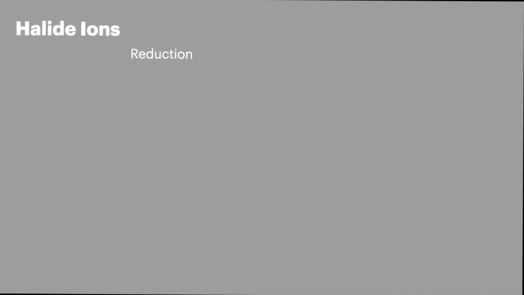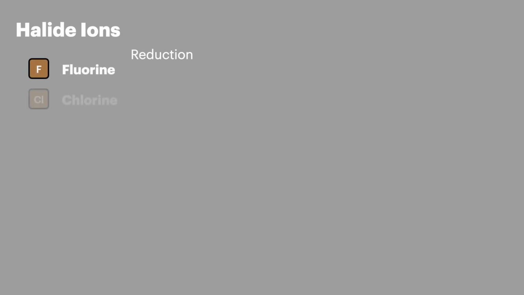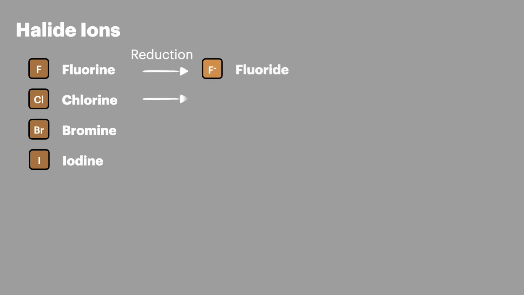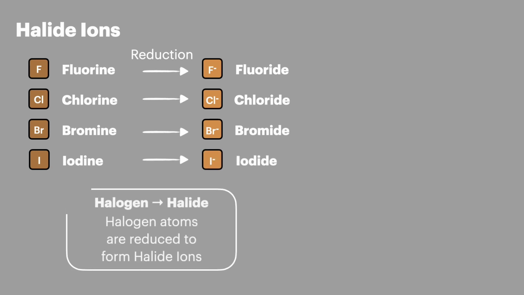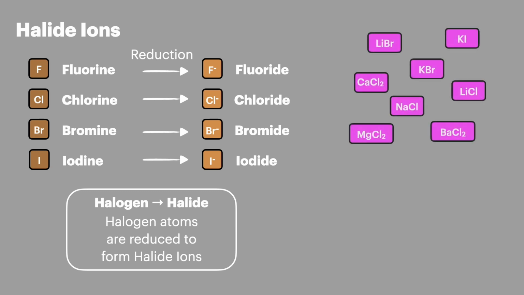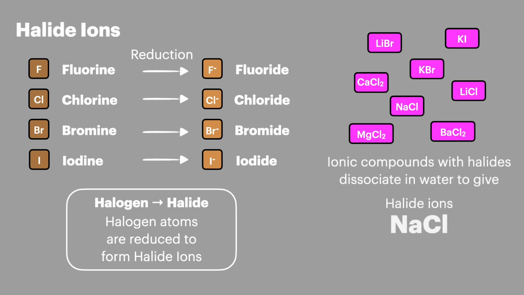So we're going to focus our attention on the first four halogens. We're going to start by reminding ourselves about turning these halogens into halide ions. They become fluoride, chloride, bromide, and iodide. Now, for these halogens to form halide ions, they are reduced, which means they are going to gain electrons. Halide ions form a variety of common ionic compounds that we see in everyday life, and these dissociate in water to give those halide ions.